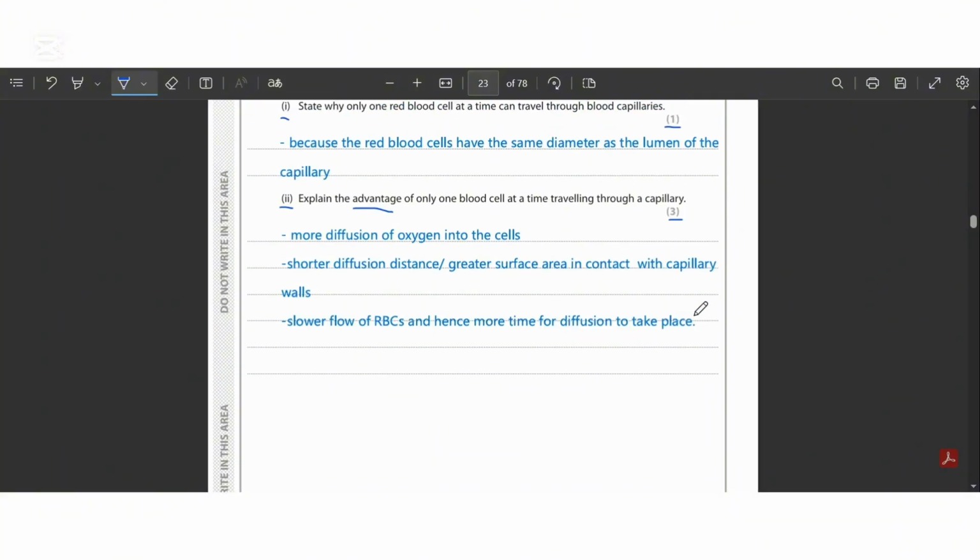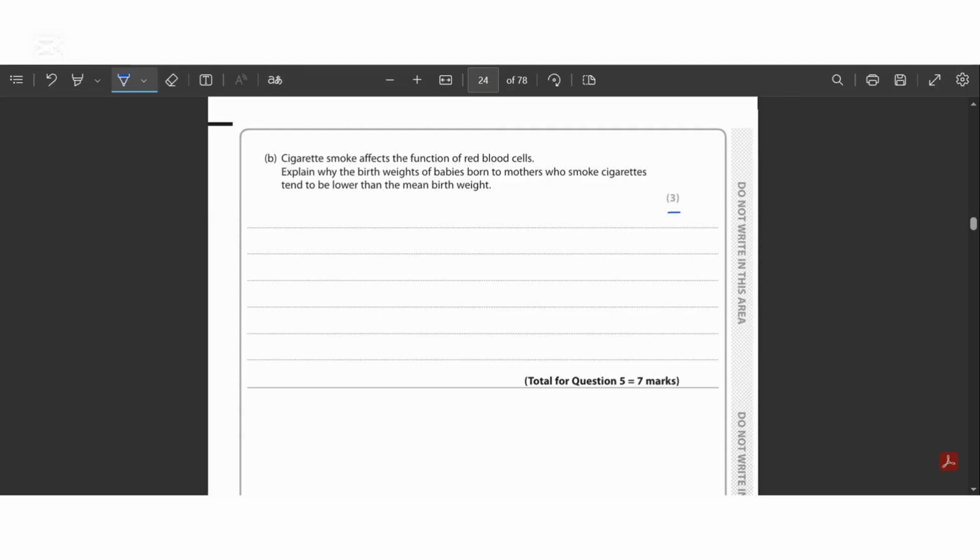All right. Moving on to the last part of this question, part B. Here it states that cigarette smoke affects the function of red blood cells. Explain why the birth weights of babies born to mothers who smoke cigarettes tend to be lower than the mean birth weight. Okay, and this is a 3 marker question. So they have asked why mothers who smoke cigarettes give birth to babies with lower birth weight. This means that the growth of the baby is not proper.